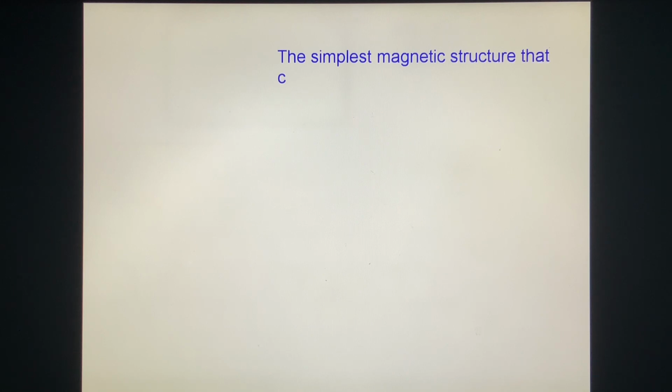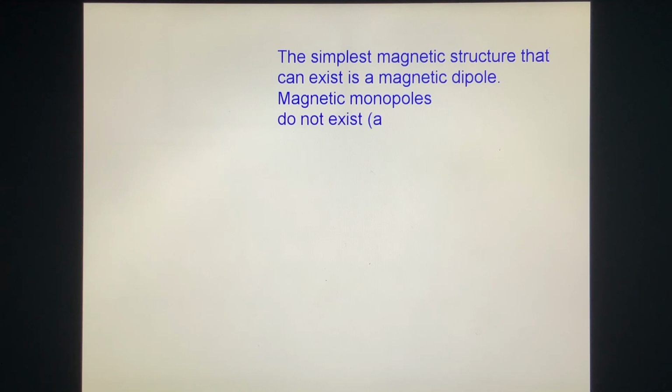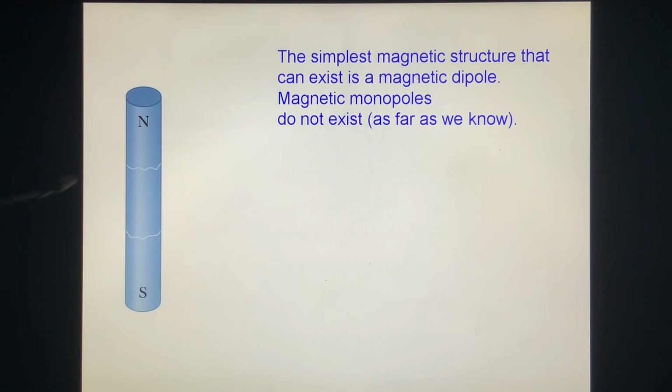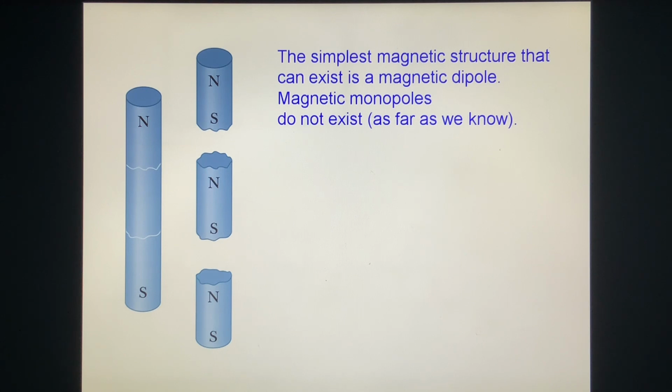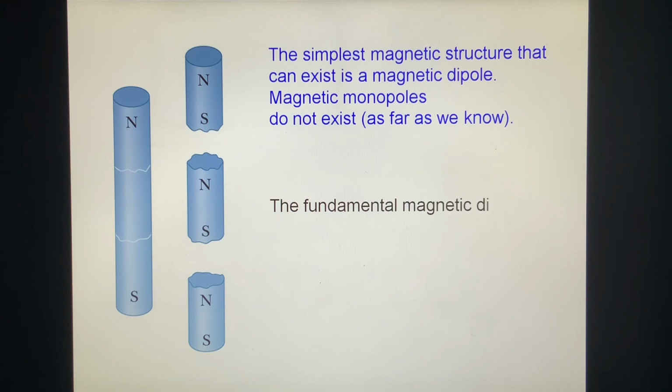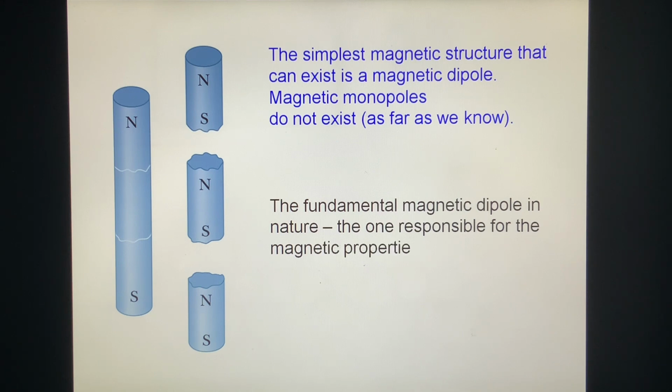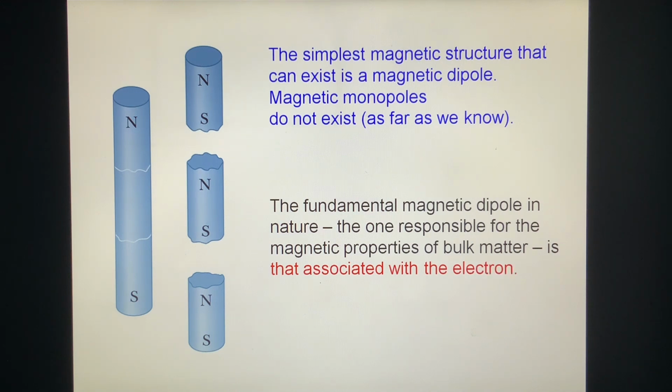The simplest magnetic structure that can exist is a magnetic dipole. Magnetic monopoles do not exist as far as we know. This is a magnet. You have a North Pole and a South Pole. If you cut it into three, each piece has a North Pole and a South Pole. You never find a magnetic monopole, a North Pole alone. The fundamental magnetic dipole in nature, the one responsible for the magnetic property of matter, is that associated with the electron.